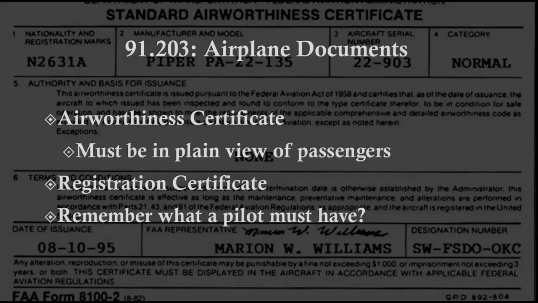Federal Aviation Regulations Part 91-203 describe the airplane documents that you must have in the aircraft in order to be legal. And you may remember the acronym ARROW, A-R-R-O-W. You must have an airworthiness certificate, a registration certificate. If you're flying outside of the United States, you must have a radio operator's license. You must have an owner's manual, and that owner's manual must include weight and balance information.